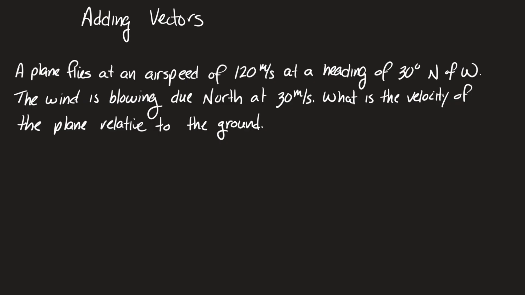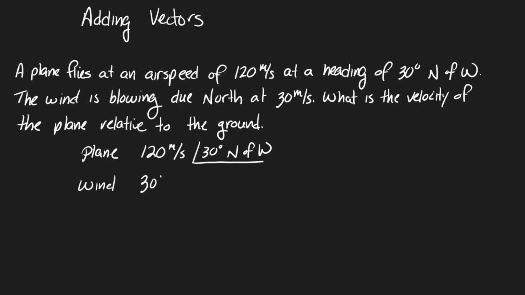So I have two vectors, and I think you guys can see them too. There's the plane, which is traveling at 120 meters per second at a heading of 30 degrees north of west. I'm taking the information from the problem, extracting it, and writing it in vector form. And then there's the wind, which is 30 meters per second, but it's just due north, so all I have to write is north.